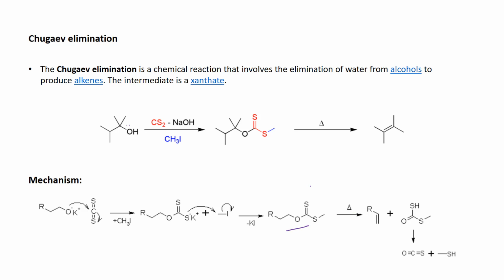Now under greater than or equal to 400 degree centigrade, this xanthate ester undergoes a pyrolysis through syn elimination, where it selectively eliminates the syn hydrogen and gives us this as our product. In this case, as a side product, we get this and a thiol.